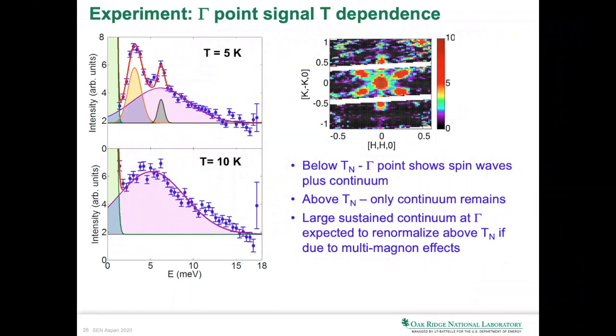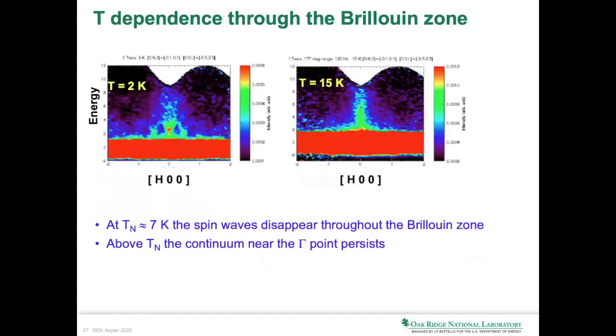If I look below the Néel temperature, I see these sharp peaks, which are just what I expect from spin waves. I also see this big continuum. As soon as I kill the order, the spin waves go away, but I still have the continuum. It just doesn't change. And in fact, here I've just plotted this in the same way, but over the whole zone. So this is the gamma point. I can see that below T_N, above T_N, the spin waves die, this thing is there.